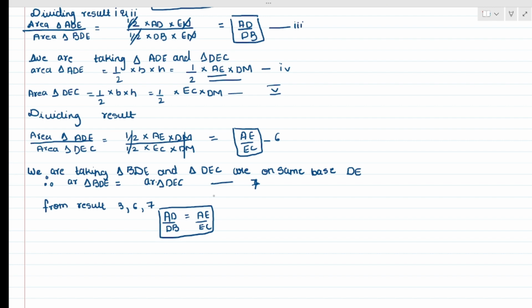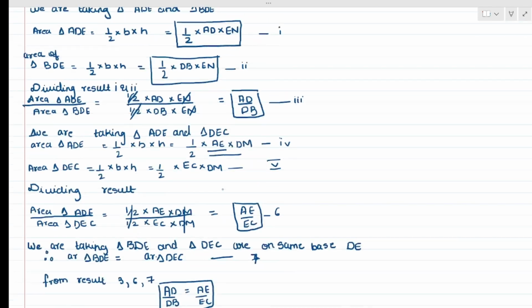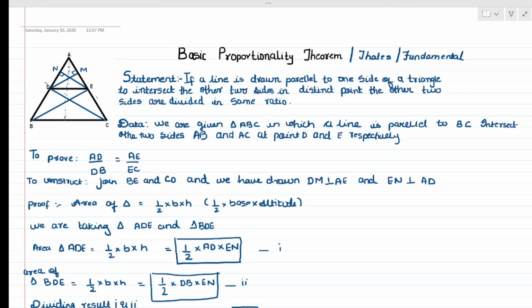Hope you understand this theorem. This is very important. It has 3 names, which is also called the BPT theorem. That means basic proportionality theorem, Thales theorem or fundamental theorem.